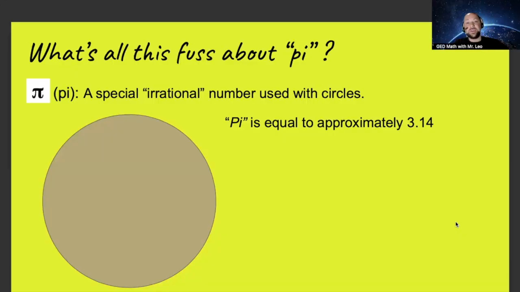Leo. Today, we're going to do a short lesson answering the question, what is all the fuss about pi? What is pi? You hear about it. I bet you can tell me a number that we use for it. But really, what is the deal with pi? Let's get into it. Okay, so pi is one of the most famous numbers in math. It is a special irrational number used with circles.